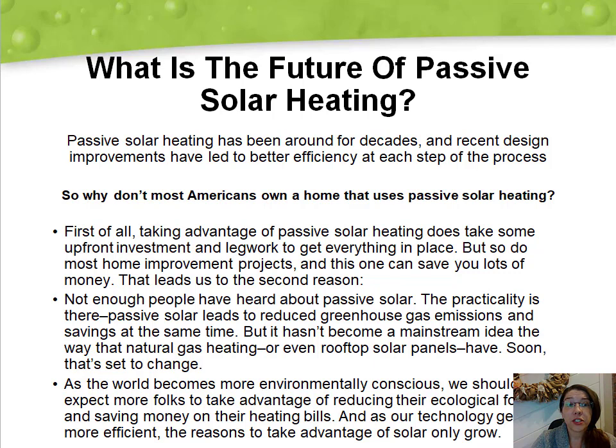So, according to this journalist, what is the future of passive solar heating? And it says here, passive solar heating has been around for decades, and recent design improvements have led to better efficiency at each step of the process. So why don't most Americans own a home that uses passive solar heating?